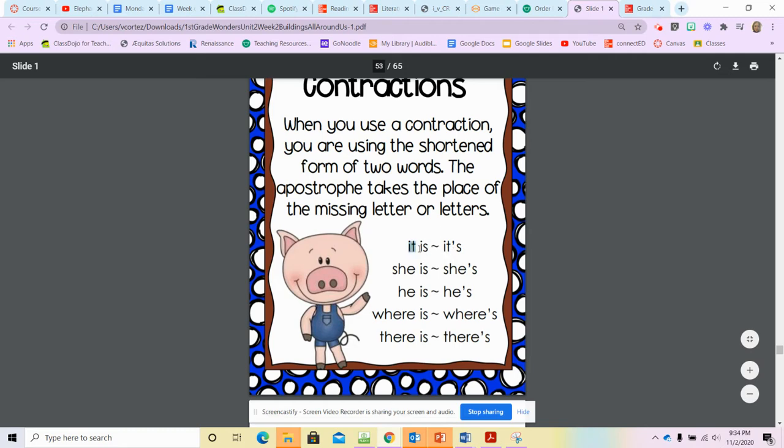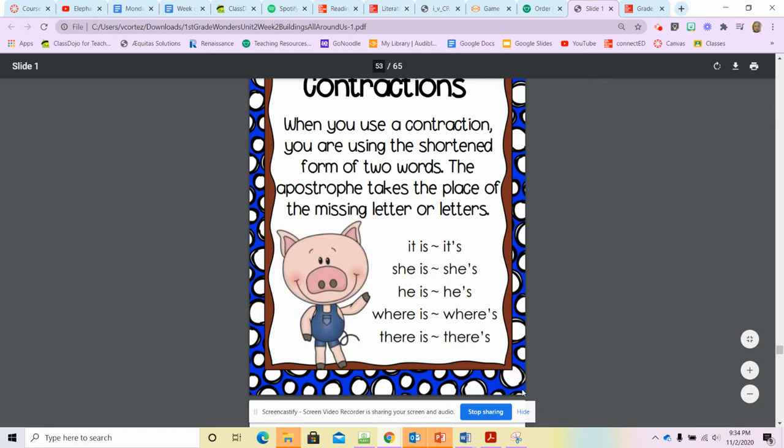So you see we took it, but we got rid of some letters in is. We put them together, but we got rid of some letters. So we put an apostrophe to kind of let us know that we took some letters away. And then we have the S. So it is becomes it's. She is becomes she's. He is becomes he's. Where is becomes where's, and there is becomes there's.